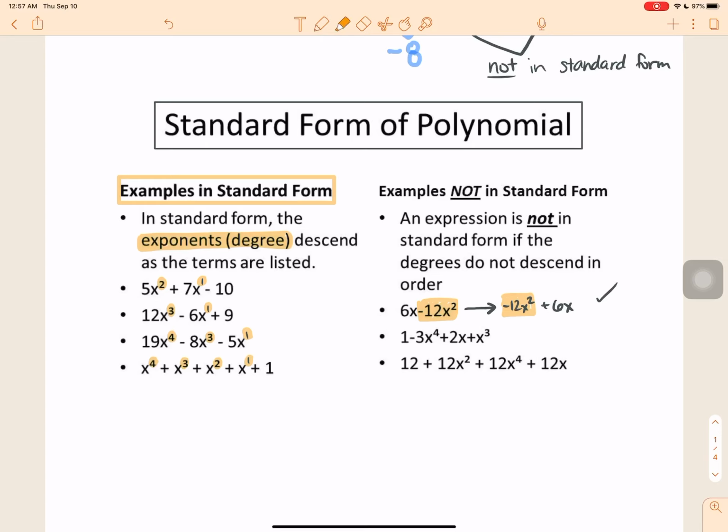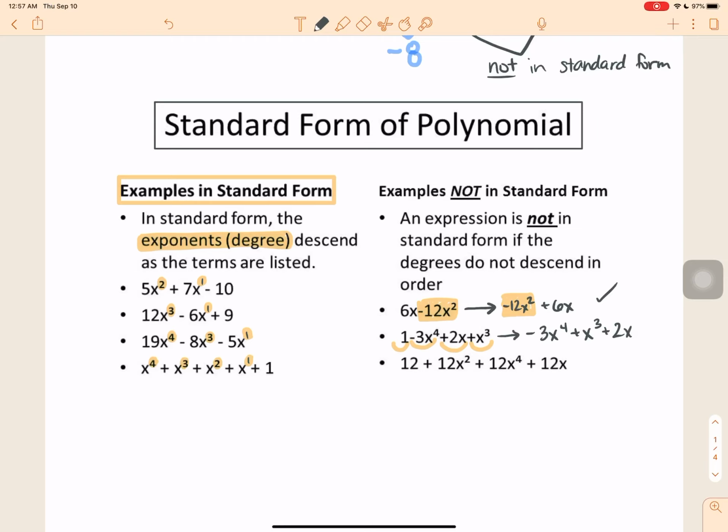Okay, so here's another example. We have 1, negative 3x to the 4th, 2x, and x cubed. If you want, go ahead and pause the video and try it on your own just to see if you understand what you're supposed to do, and then check your answer with mine. So the first term needs to be the one with the highest exponent, and the 4 is definitely my highest exponent here. So I'll have negative 3x to the 4th, and then I have a positive x cubed, and then I have a positive 2x, because that's just x to the first power, right?